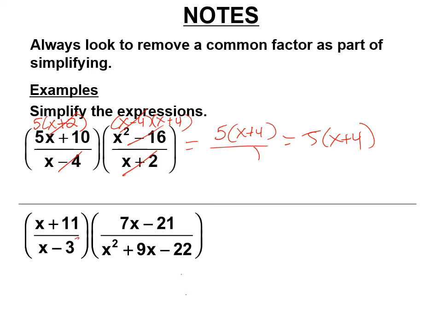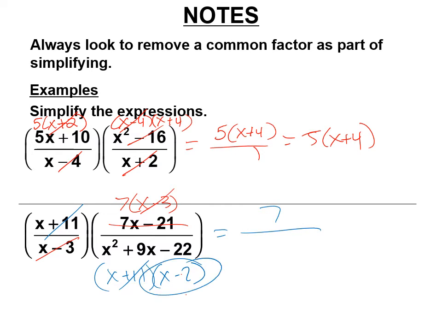Okay, I'm looking for an x minus 3 over here. Yeah, if I take out a 7, I get a 7 times x minus 3. Over on the other side, I'm looking for an x plus 11. X plus 11 times x minus 2. Yeah, those cancel. You get a 7 on the top, and that's gone, and you have an x minus 2 on the bottom.